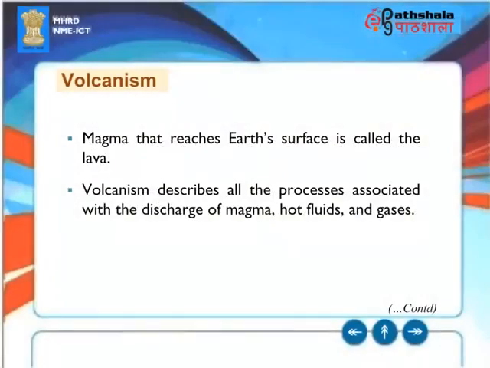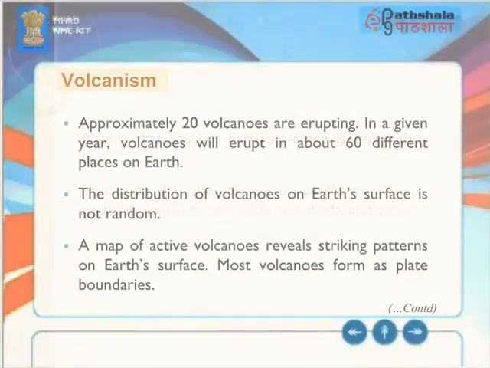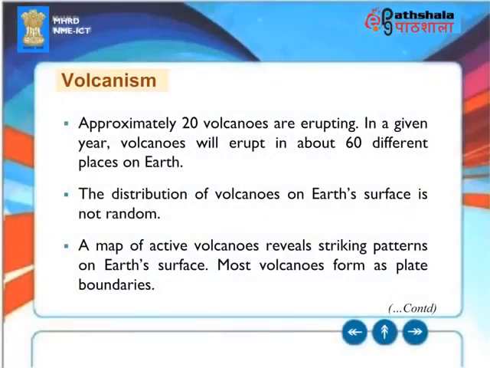Magma that reaches Earth's surface is called lava. Volcanism describes all the processes associated with the discharge of magma, hot fluids, and gases. Approximately 20 volcanoes are erupting in a given year. Volcanoes will erupt in about 60 different places on Earth. The distribution of volcanoes on Earth's surface is not random. A map of active volcanoes reveals striking patterns on the Earth's surface.